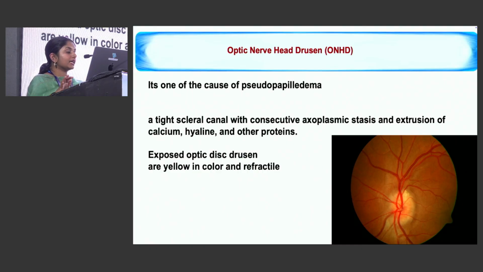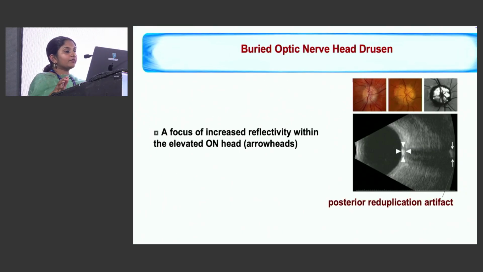It is caused by a tight scleral canal, which causes axoplasmic stasis and extrusion of calcium, hyaline and other proteins. Exposed optic disc drusen are yellow in color, and refractile in structure. And whenever there is a buried optic nerve head drusen, we have to proceed with the B scan to find out the increased reflectivity and posterior shadowing artifact.